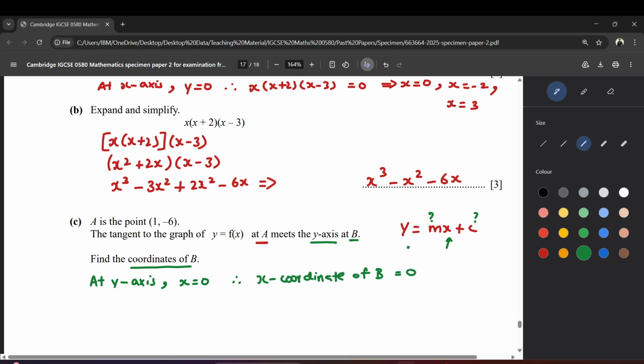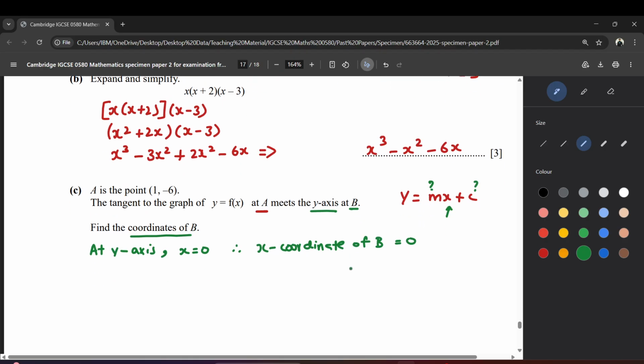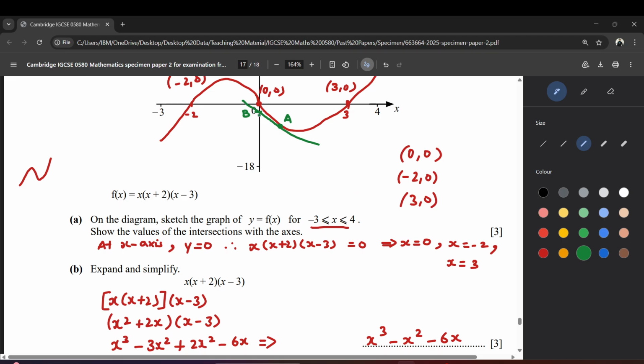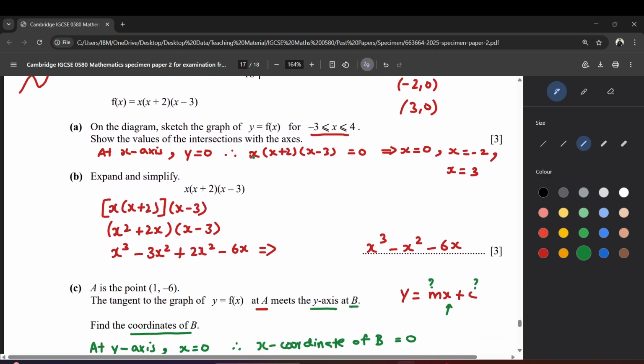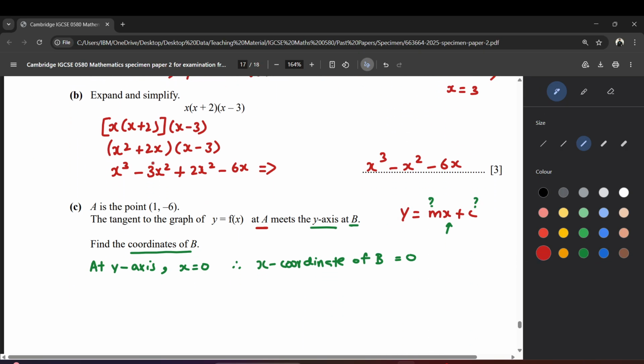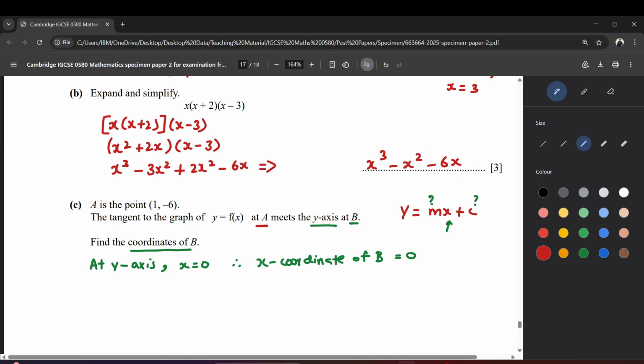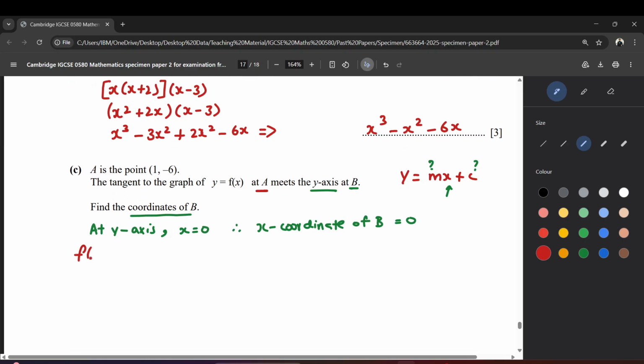So let's come to the gradient. Now, how can I find the gradient of this tangent? You know that this is a curve, okay? And what is the purpose of studying differentiation? It is used to find the gradient function. So therefore, we have to differentiate this function. So f of x is equal to x cube minus x square minus 6x.